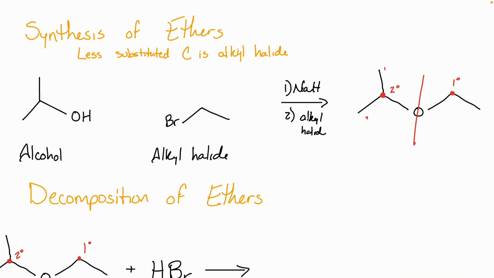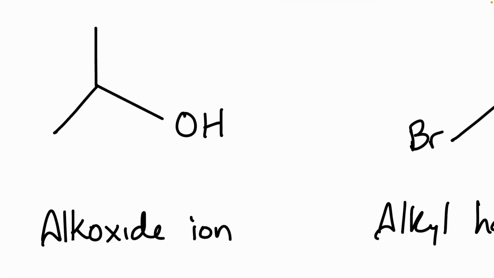One other thing that I could ask you, and your homework's going to ask you, is, instead of the alcohol, remember the first step is to do this acid-base reaction with sodium hydride. So it could instead ask you for what's called an alkoxide ion. That's just where you take your alcohol and erase that hydrogen and replace it with a negative charge, right? So the deprotonated alcohol is what's called an alkoxide ion.